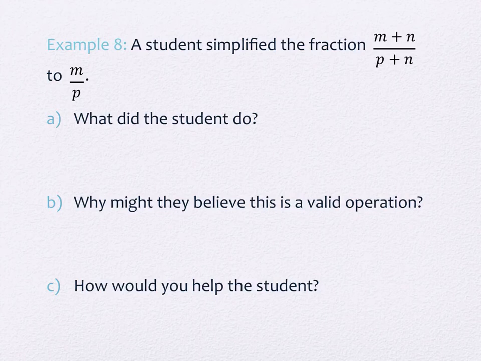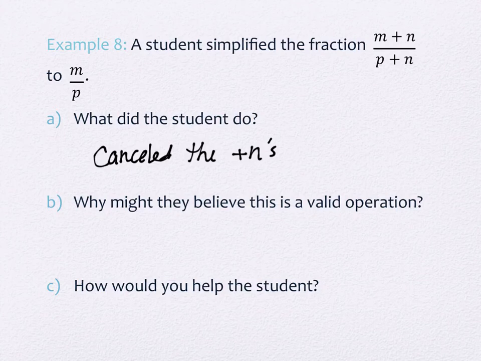You bet. That is exactly what they did. They canceled the ends. In reality, they didn't really just cancel the ends. They actually canceled the plus ends, didn't they? That's what they really did. Why might they believe this is a valid operation? What's leading them to try this on the problem?